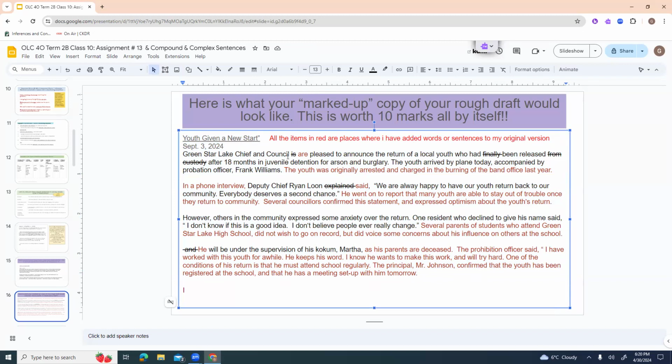Green Star Lake Chief and Council are pleased to announce the return of a local youth who had been released after 18 months in juvenile detention for arson and burglary. The youth arrived by plane today, accompanied by probation officer Frank Williams. The youth was originally arrested and charged in the burning of the band office last year. So now that's my lead sentence. I would want to check, have I got all my information? Have I got the who? Yeah, the youth is returned. I haven't given his name because typically in stories about youth, they don't release the name.